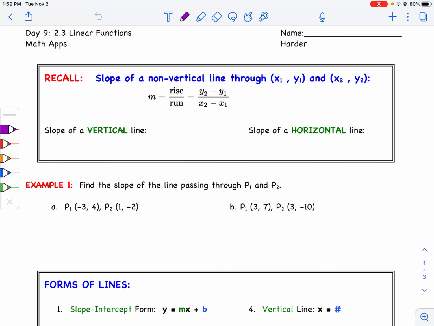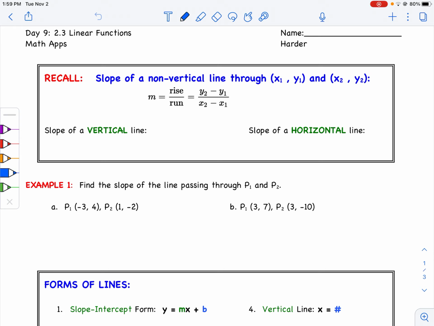Welcome, math apps. We are on day 9 of section 2.3. We're going to talk about linear functions. So first thing we want to review is slope. The slope formula here is y2 minus y1 over x2 minus x1. It's the rise over the run, so your change in y over the change in x.